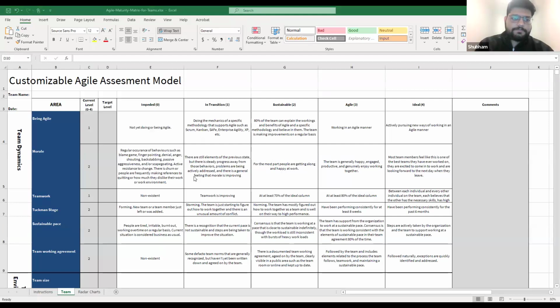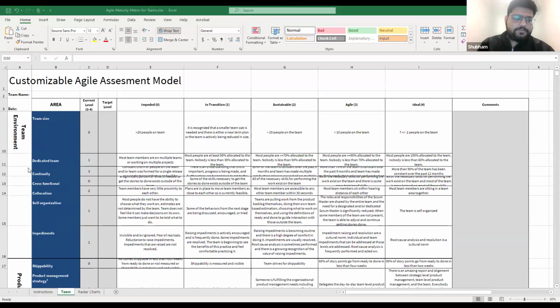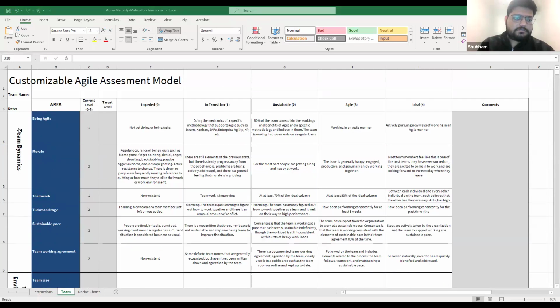So here, as you would see, as we have talked about, the criteria can be changeable. These are your criteria. Within those criteria, you have areas. And within those areas, you have options.